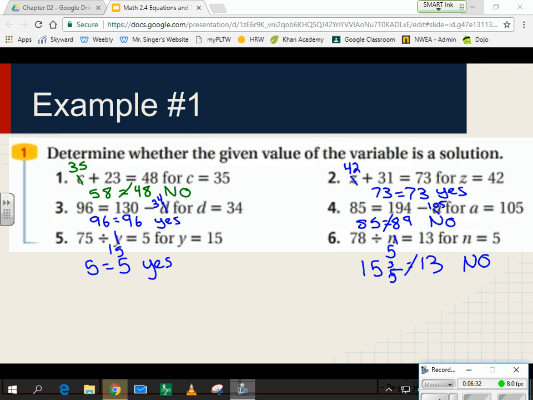All right, so hopefully you got the same answers I did. For number 1, you know is no. Number 2, I got yes, it is a solution. 73 equals 73. Same with 3, 96 equals 96. 4 was a no, because I got 89, that doesn't equal 85. 5 was a yes, 5 equals 5. And 6, we had a remainder, that clearly told me it's not a solution. Hopefully you did well on the first section here.